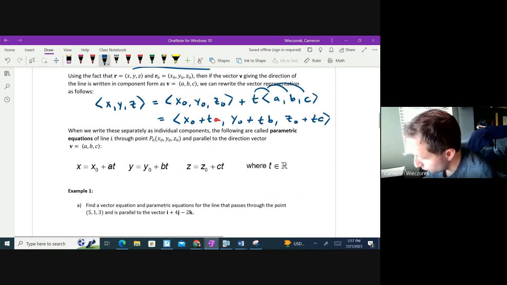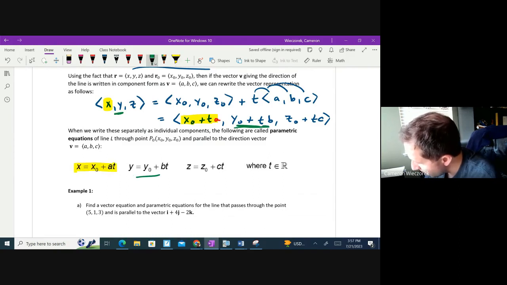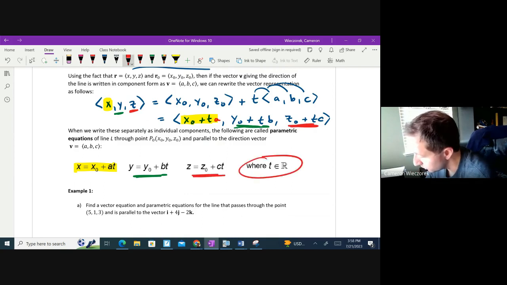And then in component form, if we were going to write this parametrically, we'll just go one by one. That means x is equal to x naught plus at, y is equal to y naught plus tb or bt, and z is equal to z naught plus t times c, or c times t. And t, again, is just any real number.